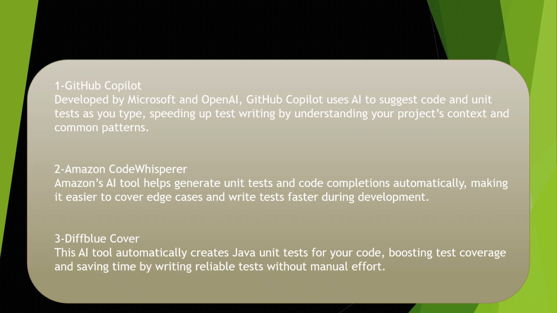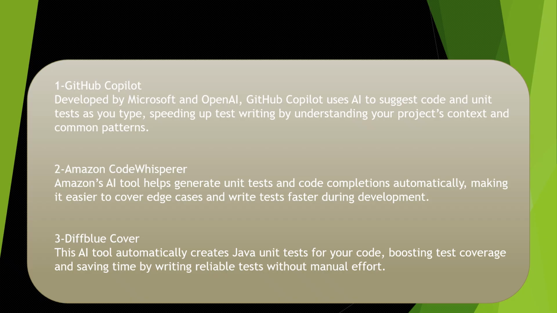GitHub Copilot, as I have mentioned, is developed by Microsoft and OpenAI. It uses AI to suggest code and unit tests as you type, speeding up test writing by understanding your project's context and common patterns. Which means when we are writing a new function in a web application, GitHub Copilot suggests unit test code snippets in real time, helping us quickly cover different input scenarios without starting from scratch. So the second is Amazon Code Whisperer.